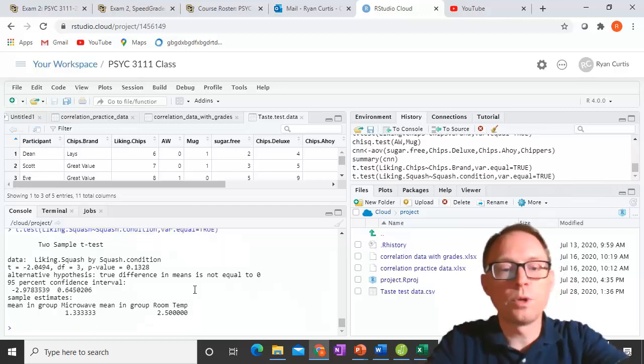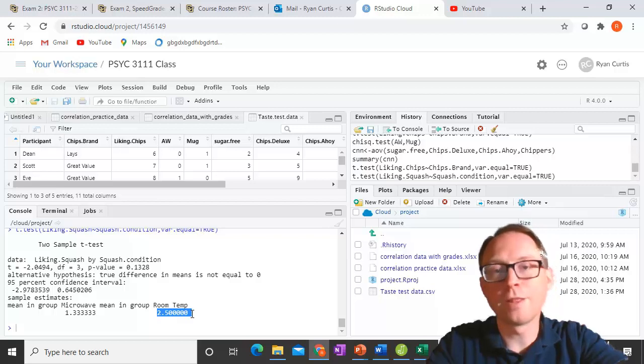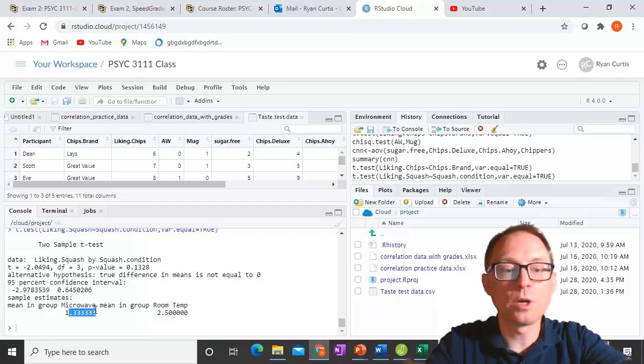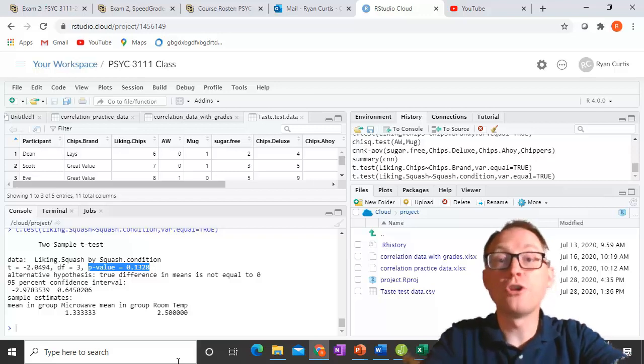When we do this, we see that there is a difference, right? In this case, the mean for the room temperature squash group, that is, by the end the frozen squash became room temperature, so I changed the name to room temperature, was 2.5, and the mean for the microwave group was 1.3. Now this was not significantly different, okay? This, therefore, would be a null effect.